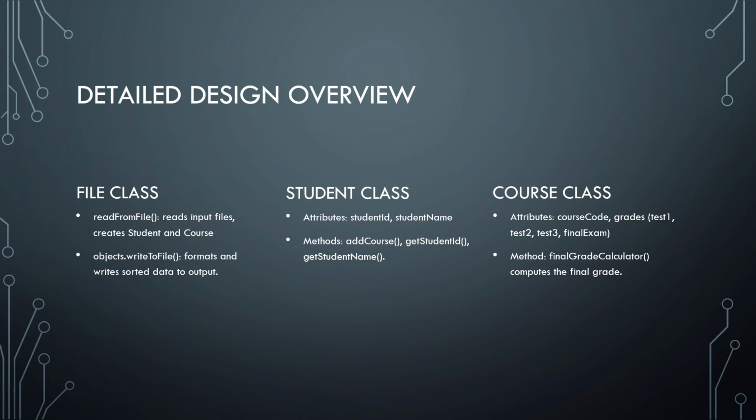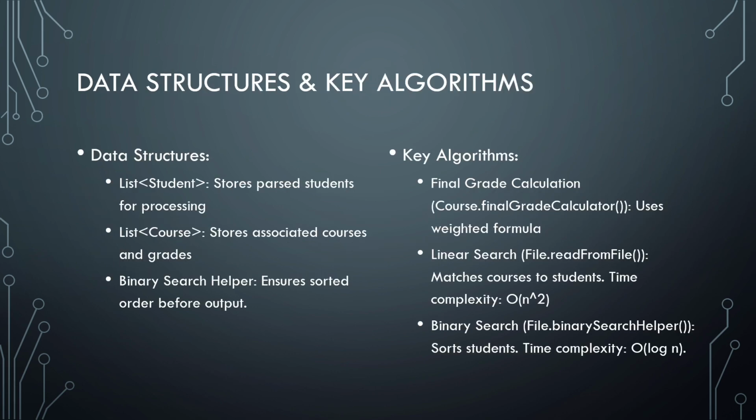The file class handles input and output. Read from file reads input files, creates student and course objects, and matches courses to students using linear search. Write to file formats and writes the sorted data to output files. The student and course classes store information and calculate final grades using a weighted formula. For data structures, list students stores student data, and list courses holds their course and grade details. A binary search helper ensures the data is sorted before saving.